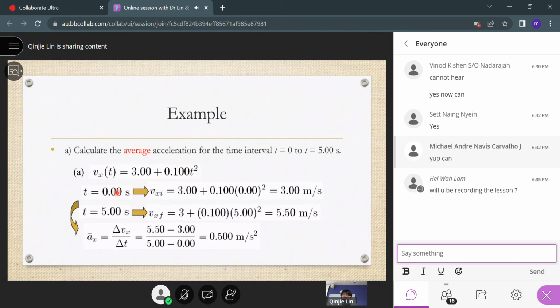So the first one here, you sub 0 into this one, you are going to get the initial velocity, because they tell you initially is at t equals to 0, correct? Then you sub 5 into this, you are going to get the final velocity. Now you have the initial, you have the final. Just put into the formula, which is difference in velocity divided by time taken. So this value here is the average acceleration.